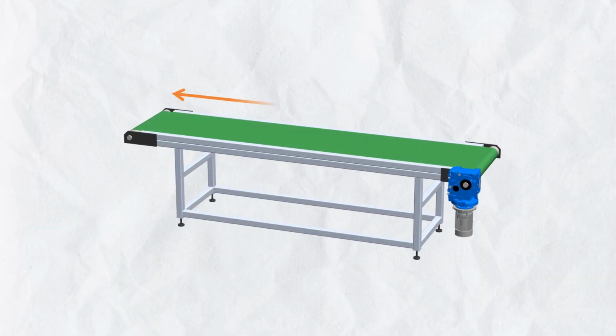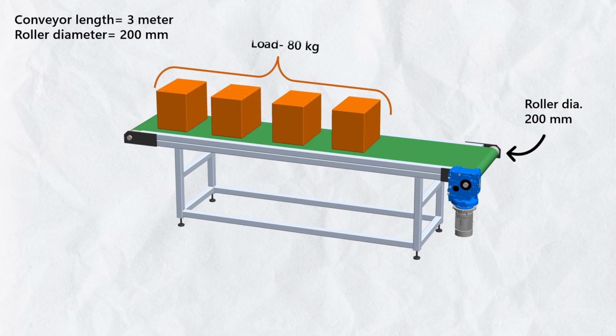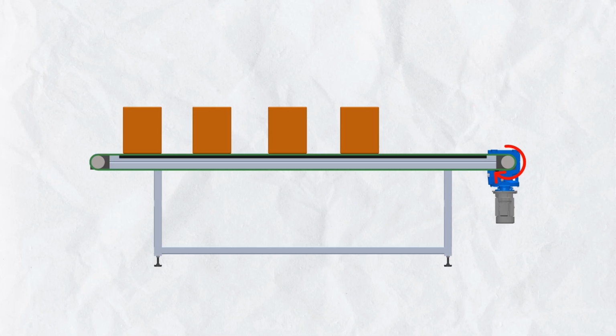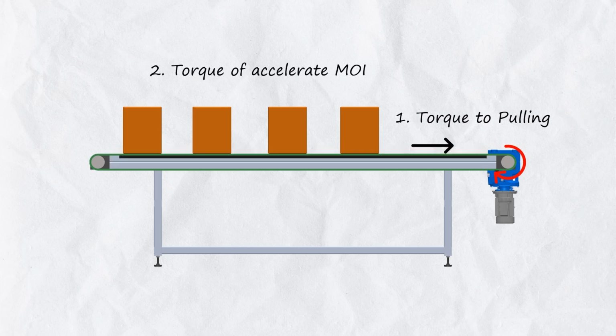So let's say we have a 3 meter long belt conveyor with rollers of 200 mm diameter, and the load on our belt is 80 kg and the mass of the belt itself is 20 kg. Now, what would be the required torque of the motor to drive this belt conveyor? We need to calculate the required torque for two components. One is the pulling force required to overcome the friction between the belt and the belt support, and second is the required torque to overcome the moment of inertia of the whole system.